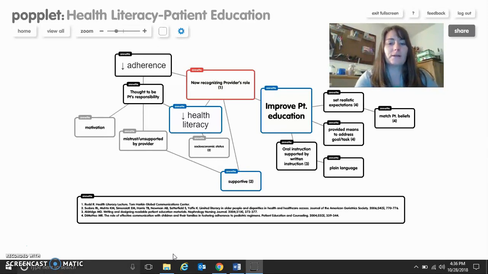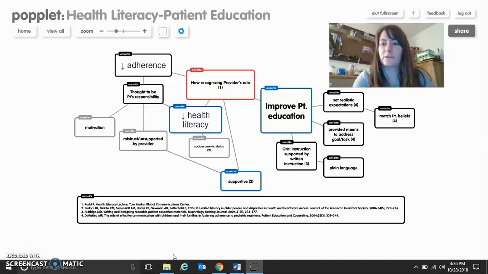And early on, it is easy for a healthcare provider to think it's the responsibility of the patient, or that any lack of adherence is on the patient and not the provider. Some reasoning behind this may be a lack of motivation by the patient to change or improve. Maybe the patient feels mistrust or unsupported by the provider, or maybe the patient is unable to comprehend or understand what the provider actually wants. And this gets into health literacy.